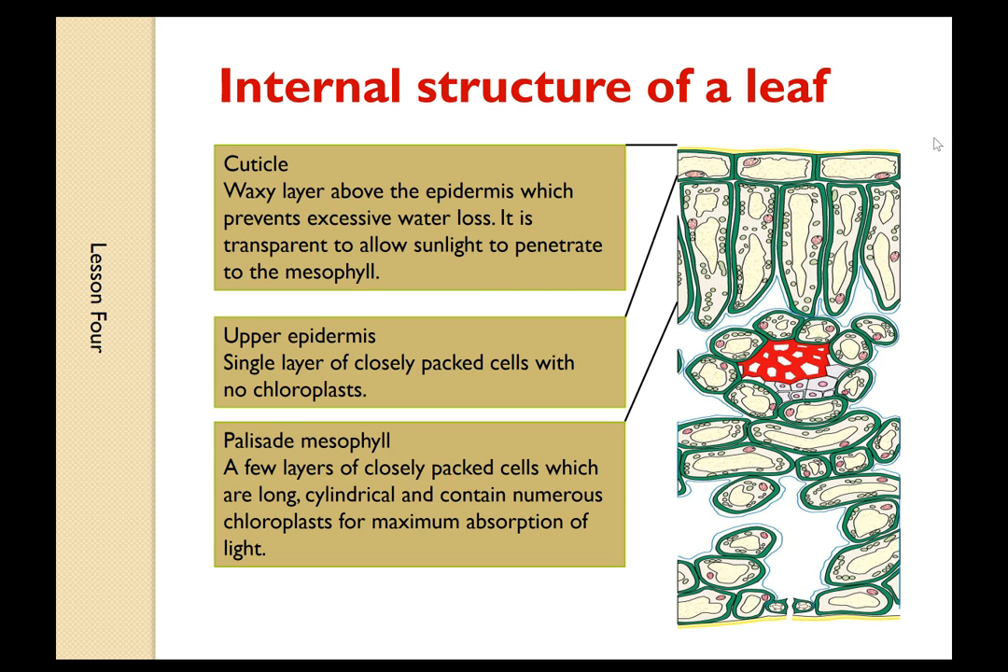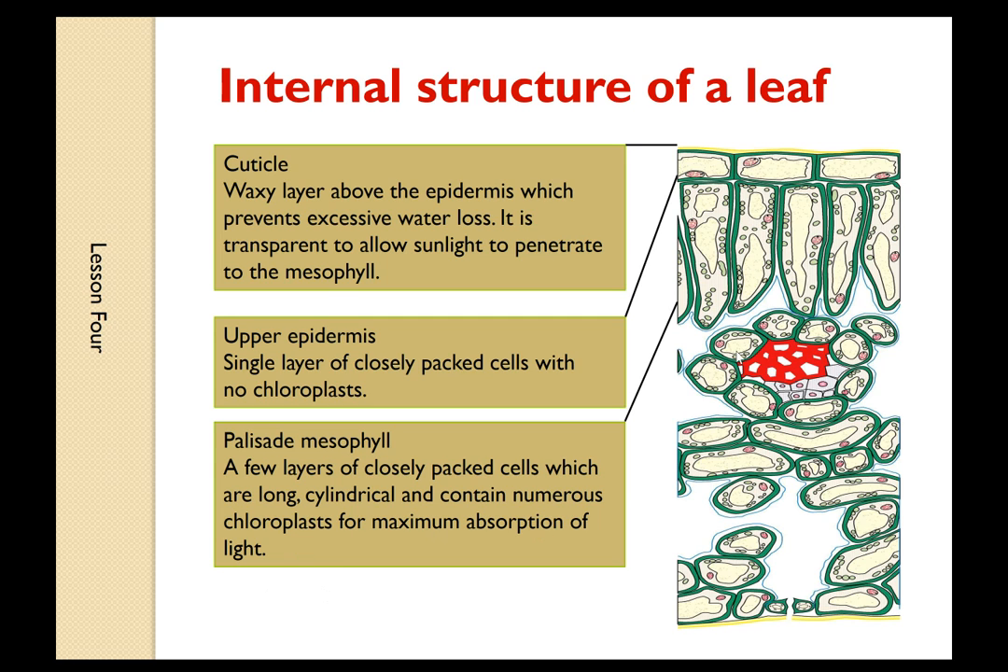This first layer of cells, not sure whether you notice, is slightly different from the second layer. It doesn't have chloroplasts in the cell. It's known as the upper epidermis or upper epidermal cells. It's a single layer of closely packed cells with no chloroplasts. It's followed by the second layer, known as the palisade mesophyll cells, which are long, elongated, and have a lot of chloroplasts to allow maximum absorption of light.